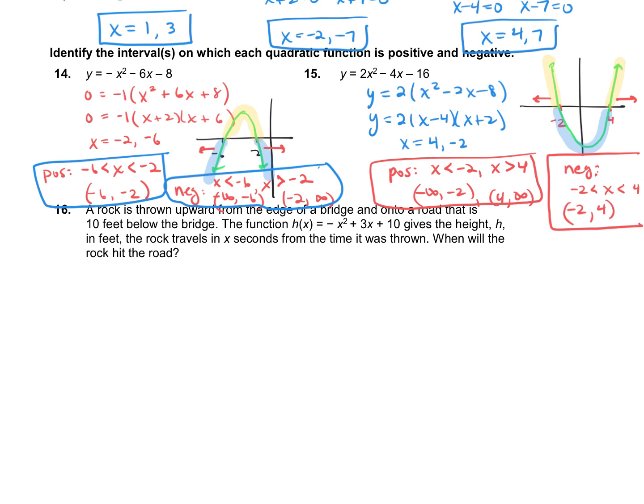Okay, last problem on this page. A rock is thrown upward from the edge of a bridge and onto a road that is 10 feet below the bridge. The function h of x equals -x squared plus 3x plus 10 gives the height, h, in feet. The rock travels in x seconds from the time it was thrown. When will the rock hit the road? So when we see questions like this, first, if we notice that it says when, that means we want to find our time. In this case, our time is represented by x, so we're going to solve for x.